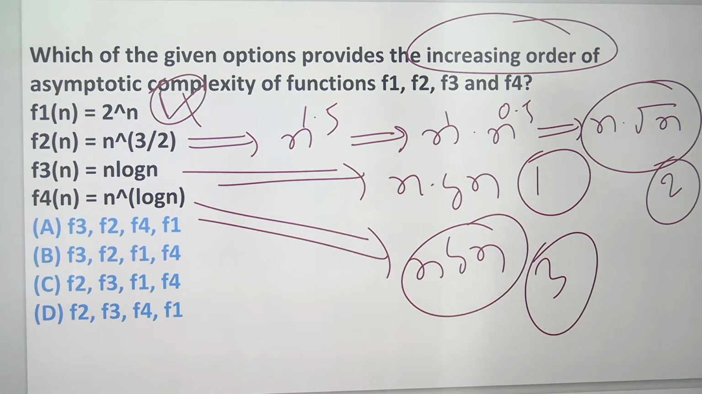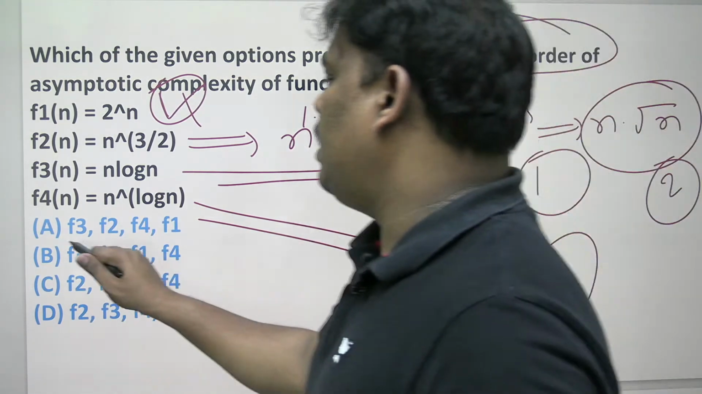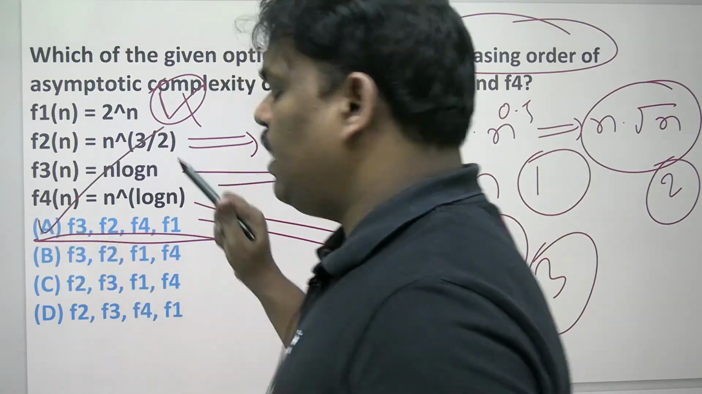So the first is F3. Second one is F2. What is the first one? F3. What is the second one? F2. What is the third one? F4. What is the fourth one? F1. I think the answer is A.